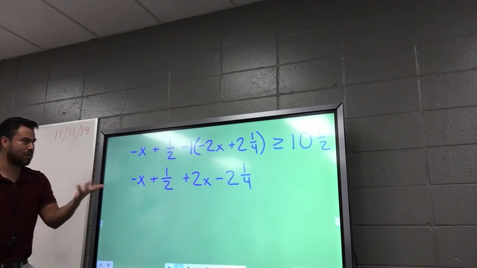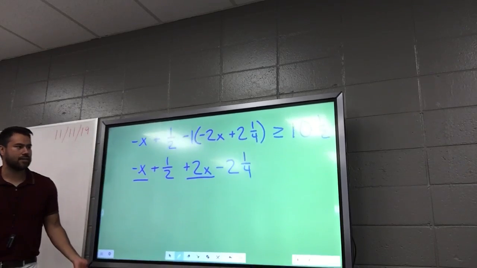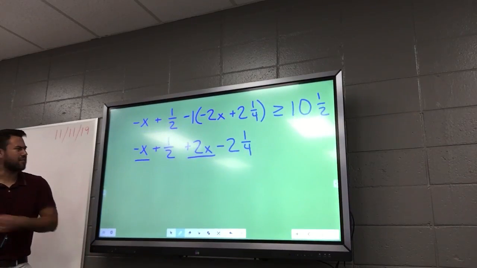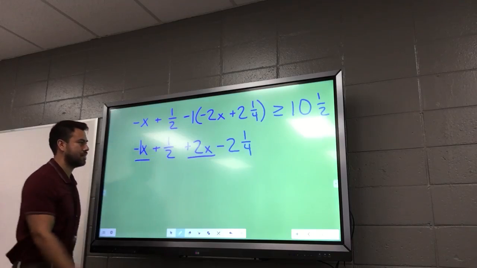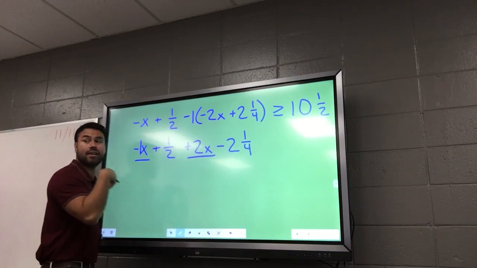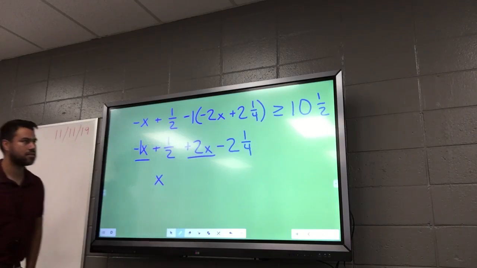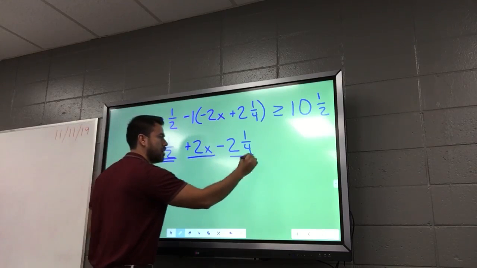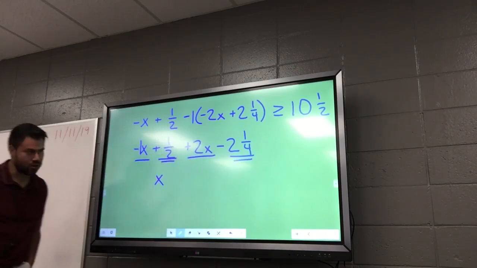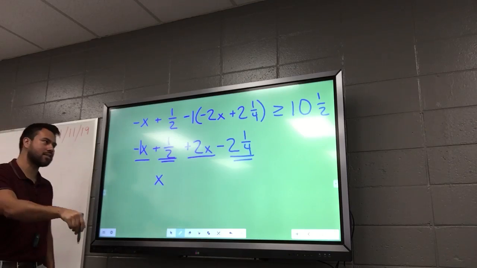Is there anything special about any of those? These two are like terms. So it's negative 1x plus 2x. It's 1x. I'm just going to put it next. It is 1x. These two right here are like terms. This is a little tougher. So I got a positive 1/2 minus a 2 and 1/4.